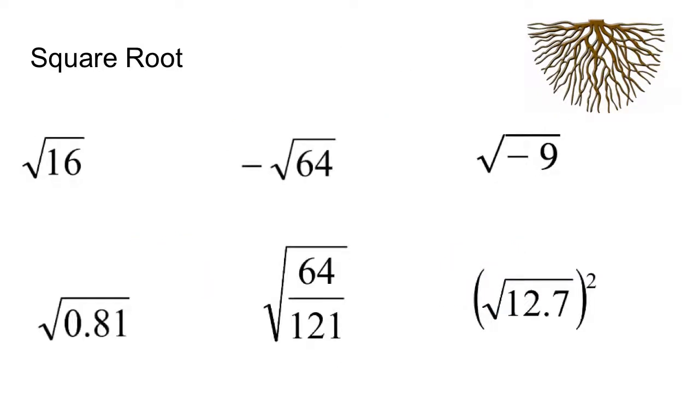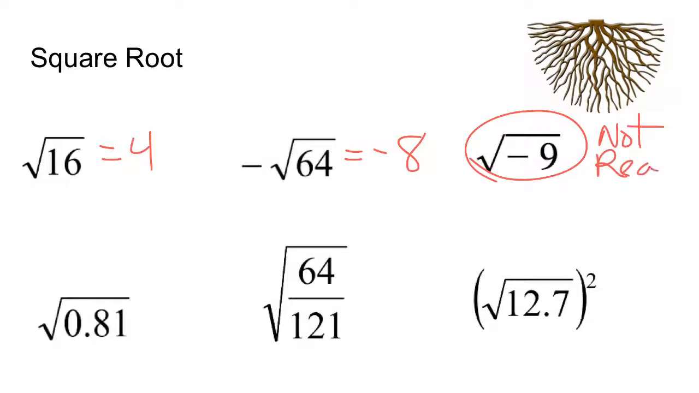Here we have 6 different examples. You might want to pause the video and try to write down the answers to these 6, and then I'll go through them. All right, the first one, the answer would be 4, because the square root of 16 is 4, and that's because 4 squared is 16. The next one, the square root of 64 is 8, and then that minus sign is on the outside, so we have negative 8.